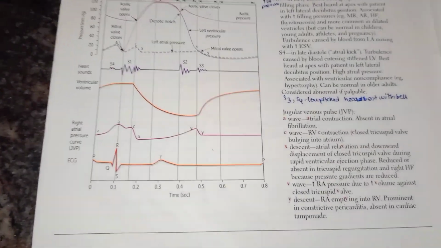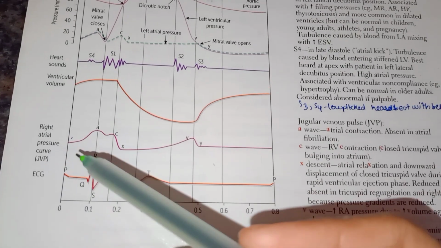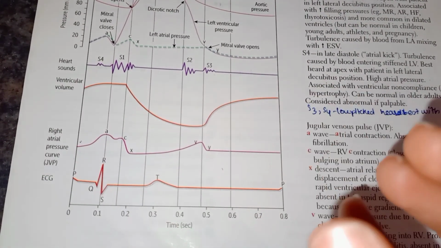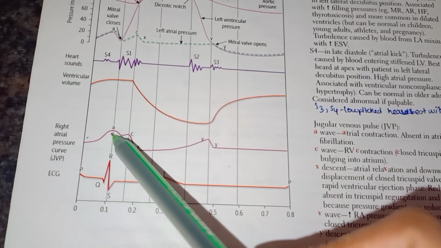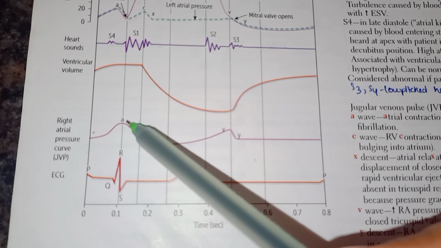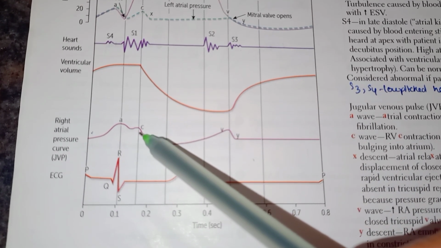Now let us discuss the jugular venous pulse. That is also called JVP. Actually this JVP graph represents the right atrial pressure curve, okay, only the right atrium we are understanding. There are some mnemonics: the A wave represents A for atrial contraction, okay, like that you can remember, and the C wave represents right ventricle contraction.